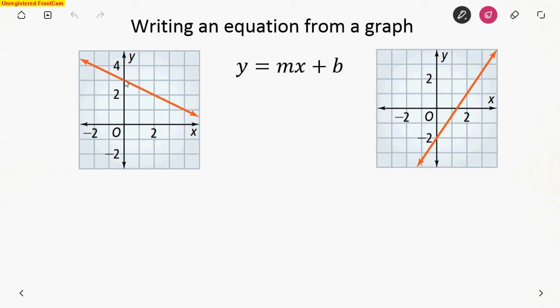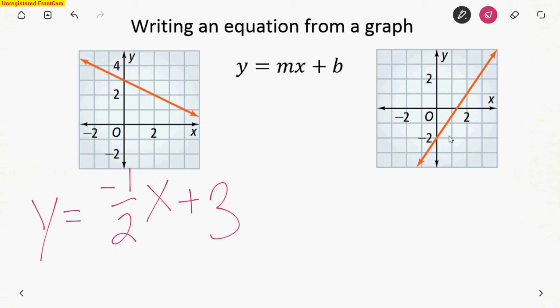Our slope, let's see, we can go down 1 to the right 2. So our slope would be -1 over 2. So we can write the equation y equals -1/2 x plus 3. Once again, we're just looking at the graph, pulling the information out, and plugging it into the equation. Let's do one more.